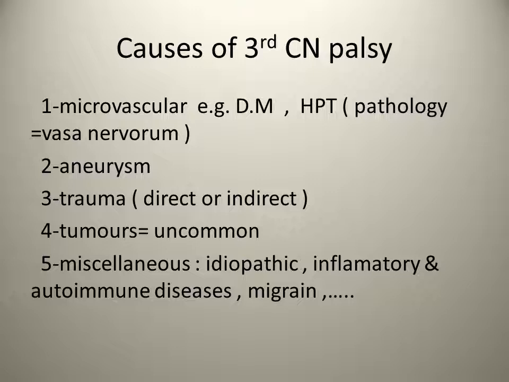Inflammatory causes: possibly any inflammation or autoimmune disease, for example, involvement of the third cranial nerve by a sarcoid granuloma. This may involve any cranial nerve. Migraine, the type we call ophthalmoplegic migraine, etc.